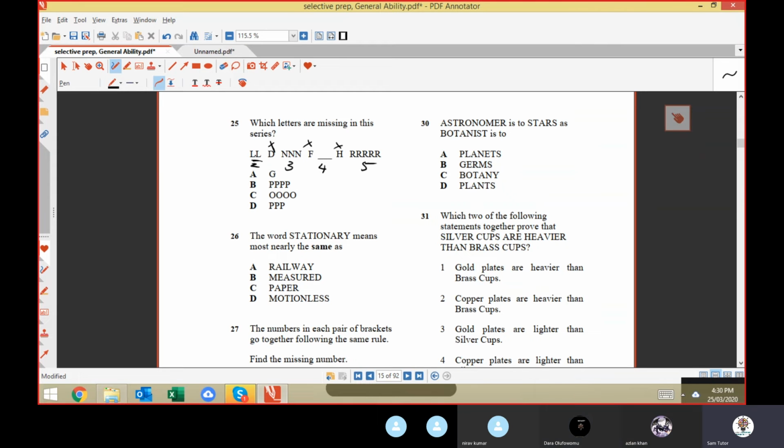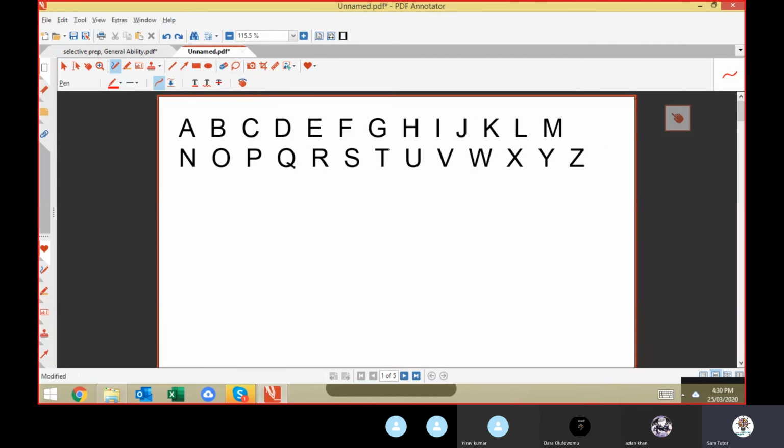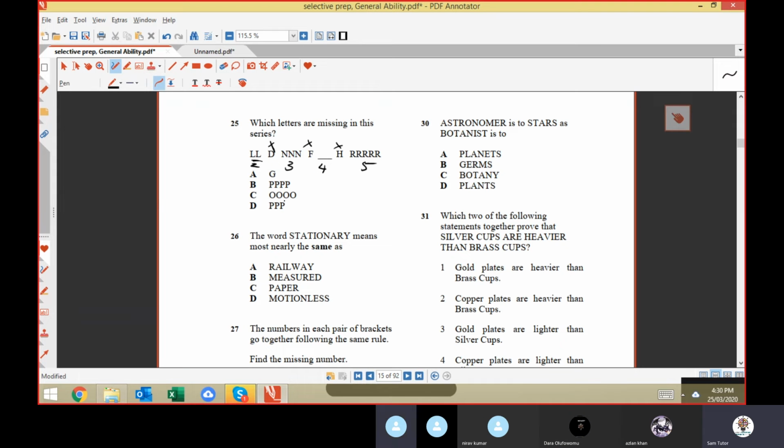Let's see if we can find a pattern. L, N, something, R. I think it's just skipping 1, but let's have a look. L, N, something, R. If we skip 1, we get N. If we skip 1, we would get P. It's P. R. So the answer is P. And how many P's? 4. So it's not going to be D. It's going to be P. Good job.